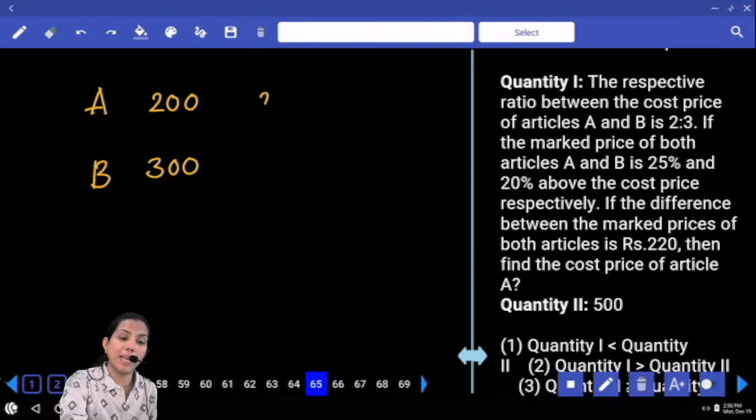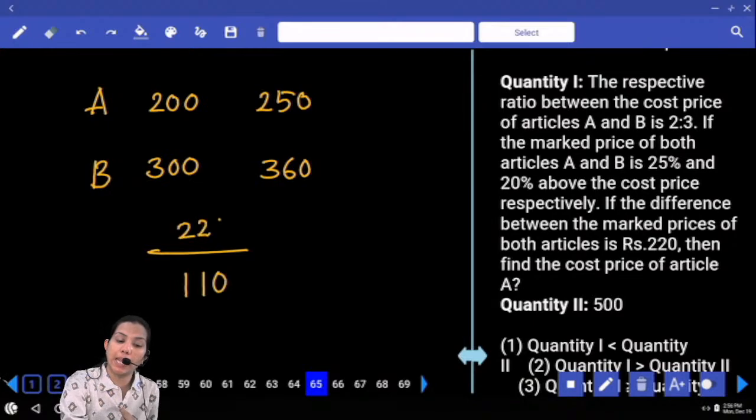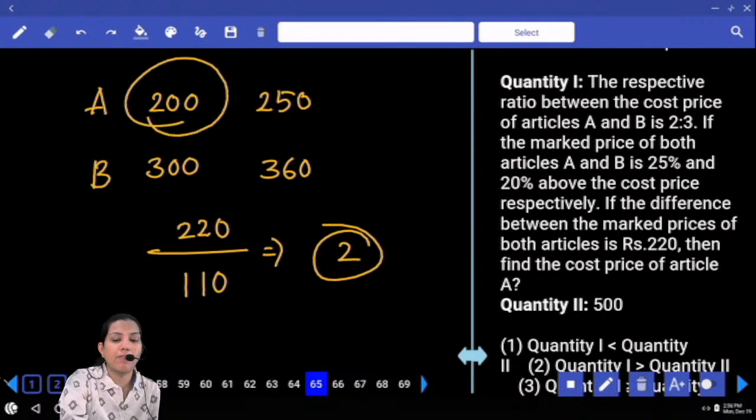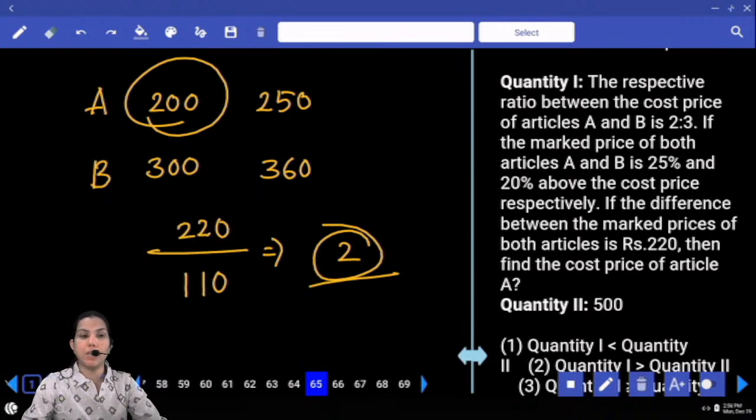A is marked up by how much percent? Then what is the market price of A? It is 250. And B is marked up by 20%, which means it is 360. The difference between the market prices of both the articles: what is the difference between 250 and 360? 110. 110 parts value is 220. Then one part is equal to 2. And the question is the cost price of article A. What is the cost price of article A? 200 parts. One part value is 2. Then 200 parts value is 400. Q1 value is 400 and Q2 is equal to 500. Q1 is less than Q2. Okay.